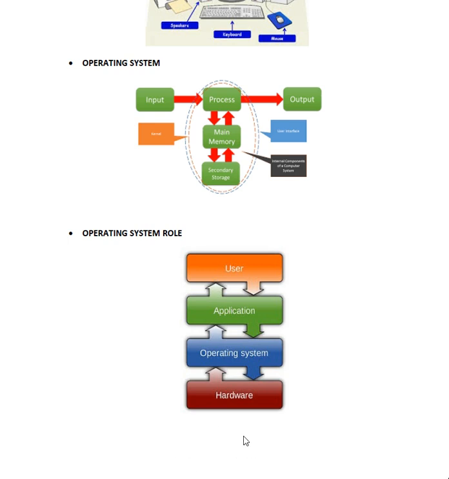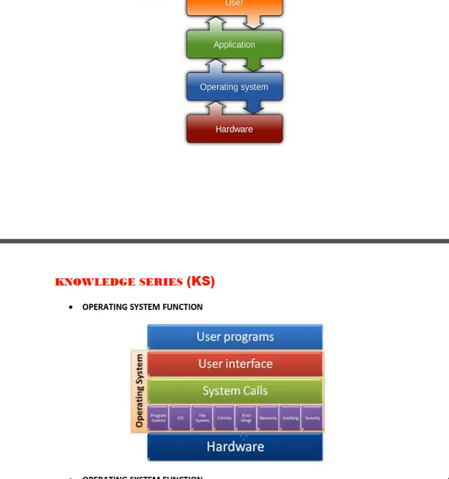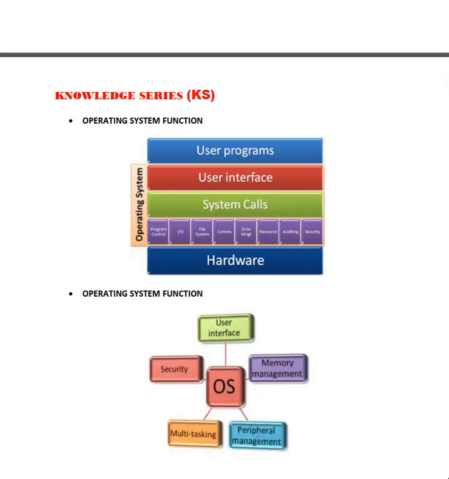Now coming further, if you look at the operating system, it's basically software, as I told you, system software, which performs tasks like memory management, peripheral management, multitasking, security, user interface, process management, handling input output, file management, and controlling several peripherals. That is what peripheral management is: controlling devices such as a disk drive or a printer. All this activity is carried out by the operating system.